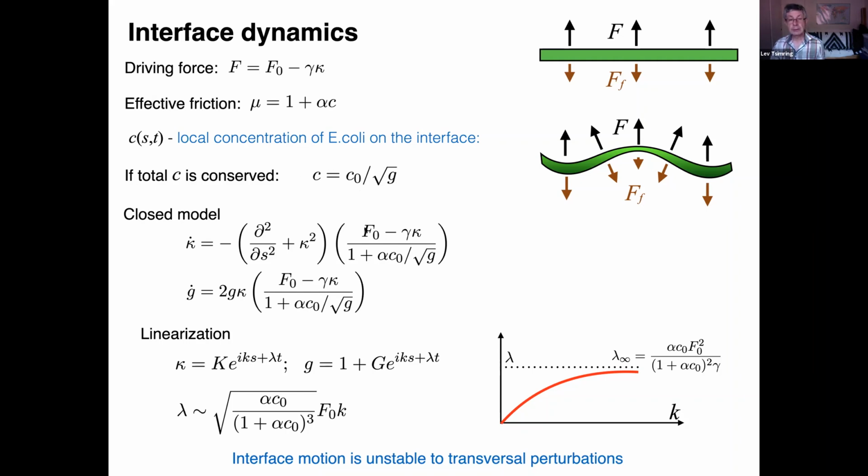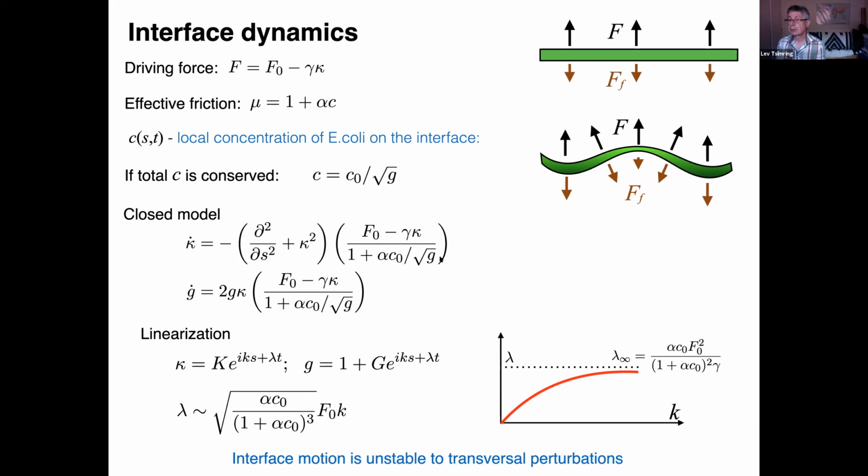So once we assume that, we have a closed equation, so we can plug it into the friction, and now we have a closed equation for curvature and the metric. So C drops out, and we have this equation. So we can analyze it.